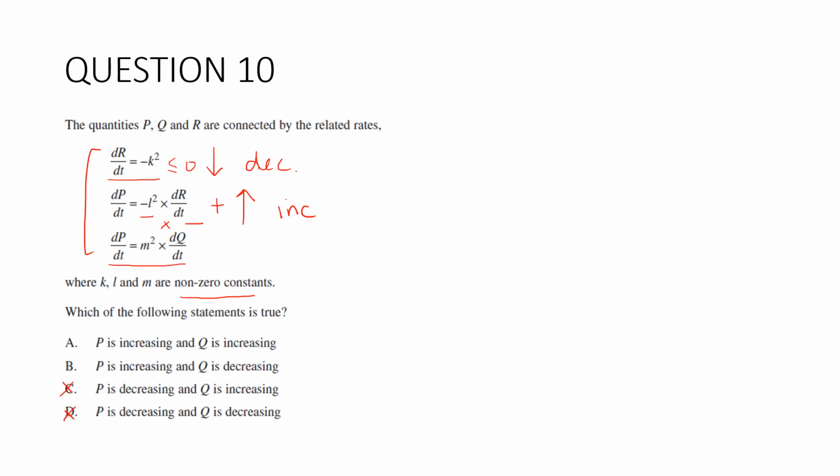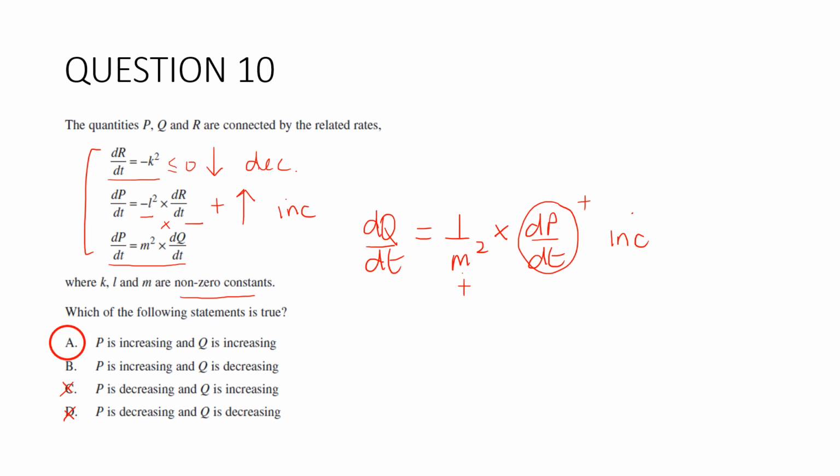And then here, that's back to front, isn't it? So let's change it around. dQ/dt is equal to 1 on M squared times dP/dt. Now this is positive, M squared is positive, Q is also increasing, so our answer is A.